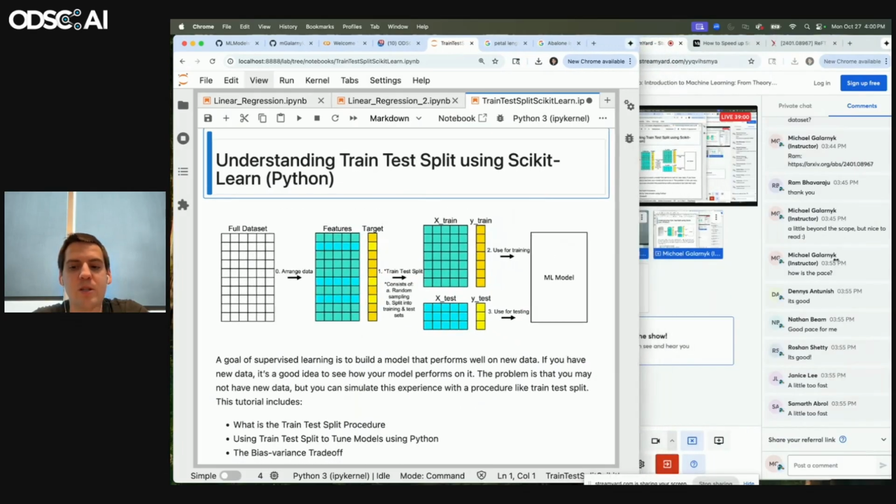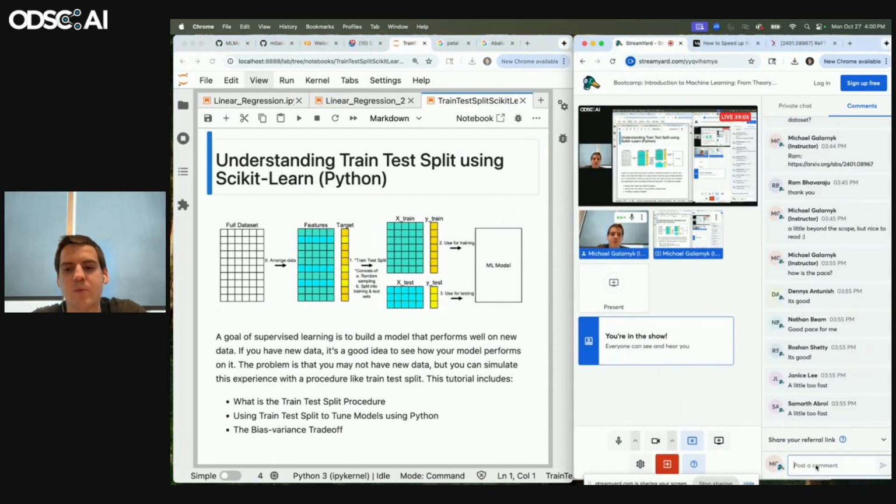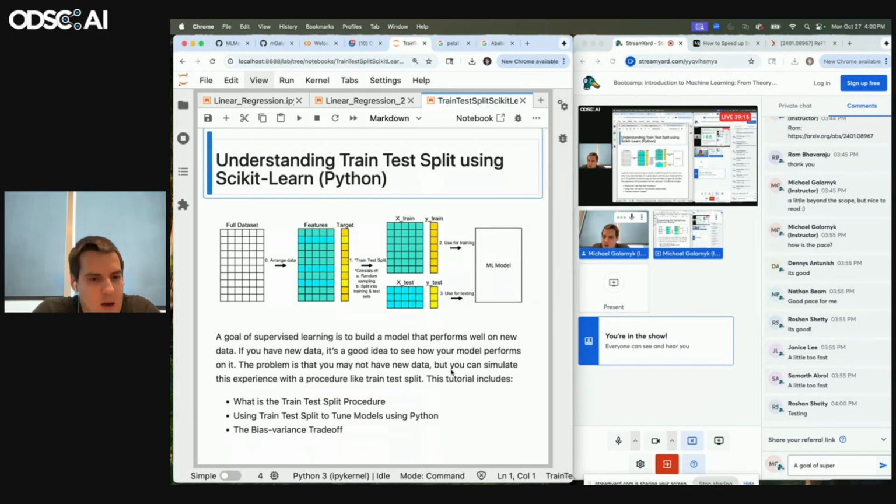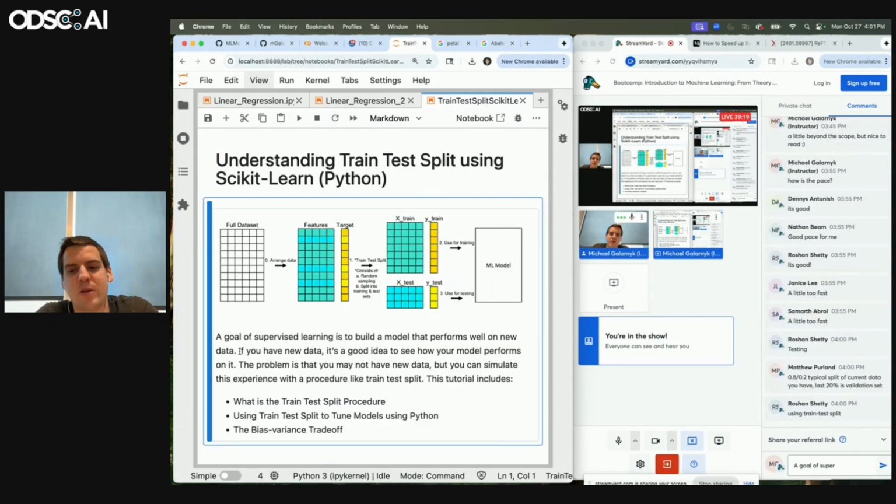So my question for everyone would be something like this. And by the way, the answer is kind of on the screen. So just trying to see if people are following along. A goal, yeah, we have testing. And of course, there's ways to make sure your model performs well on things I haven't seen before.